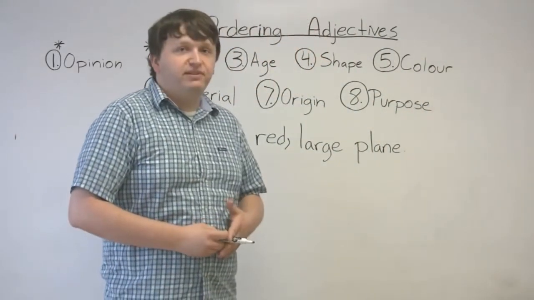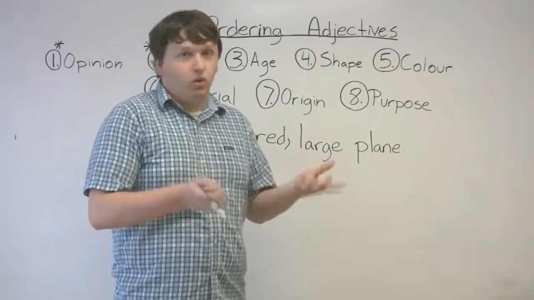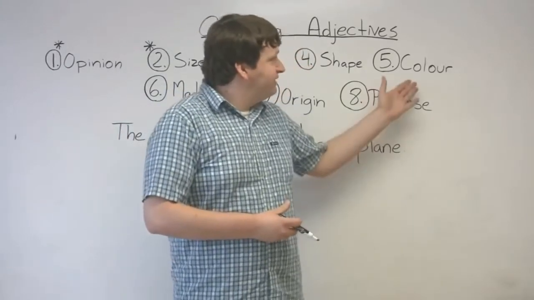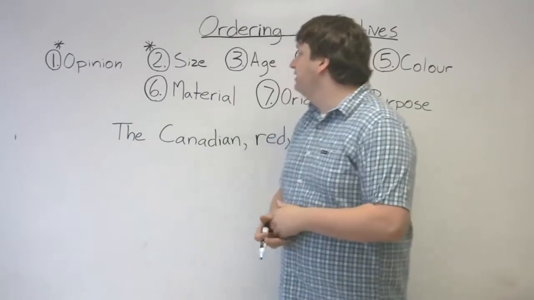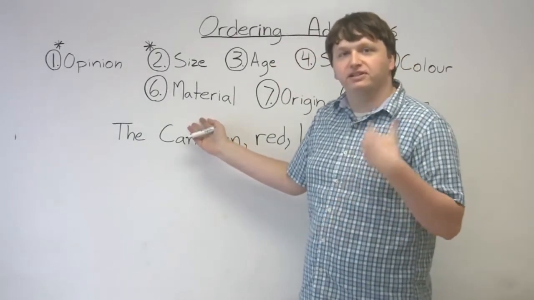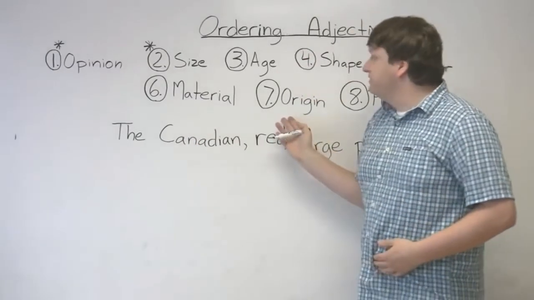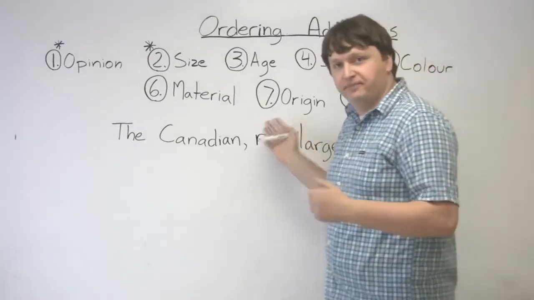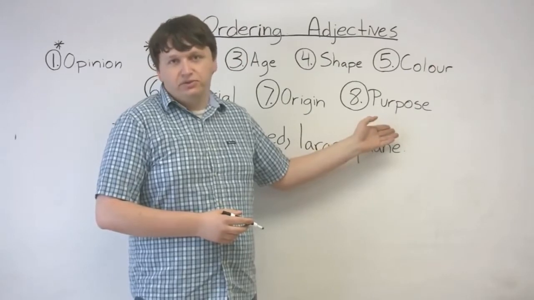Fourth is shape. Is it round? Is it square? Maybe it's oval, I'm not sure, whatever it is that you're describing. Fifth is color, pretty straightforward. Is it black, blue, red, green? Sixth, material, what is it made of? Is it steel? Could it be cotton? I'm not sure. Seventh, origin. Origin means where is it from? Where was it made? And eighth is purpose, so what is it used for?